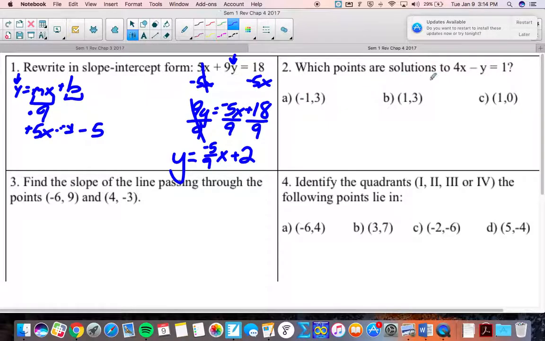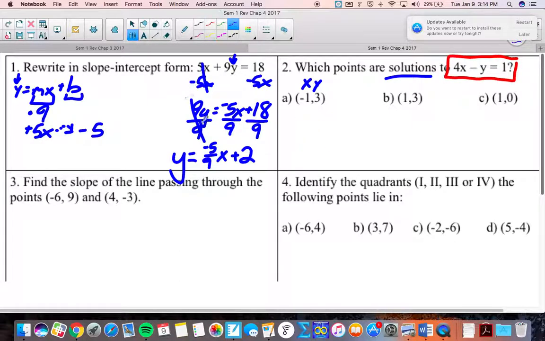Which points are solutions to this equation? So a solution is a set of variables that makes the equation true. So x is negative 1 and y is 3. So in this equation up here, I need to substitute the values in for the variables.